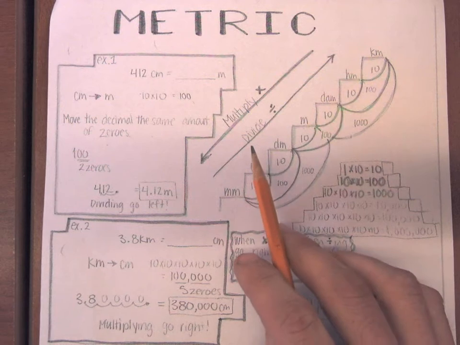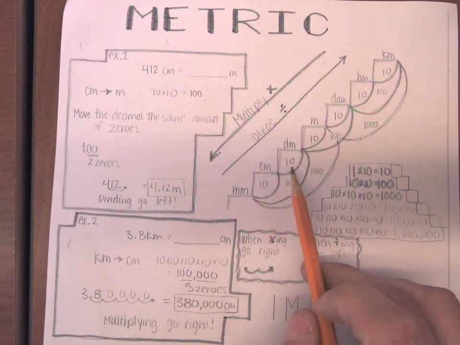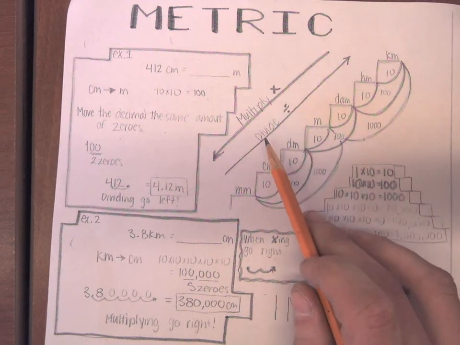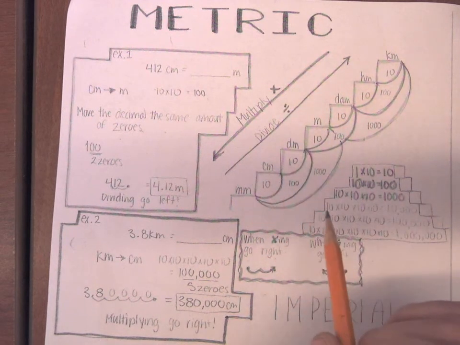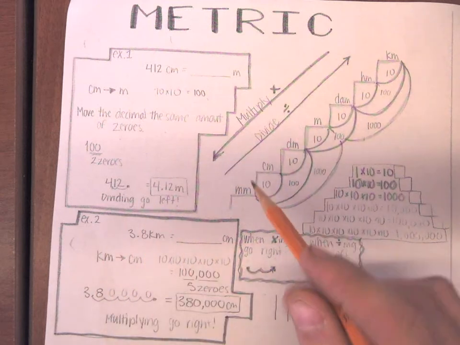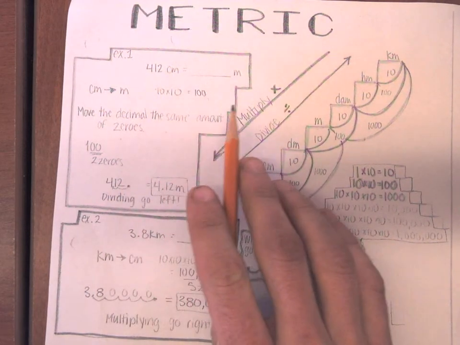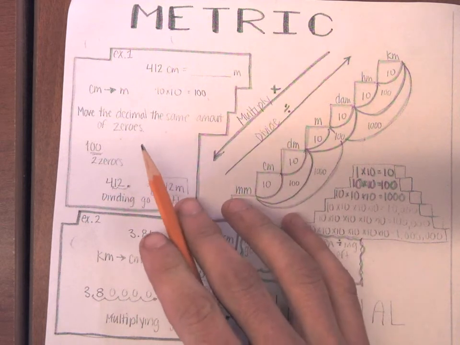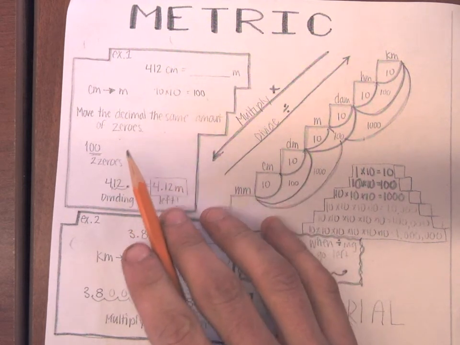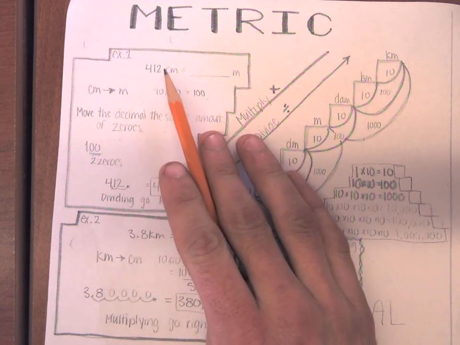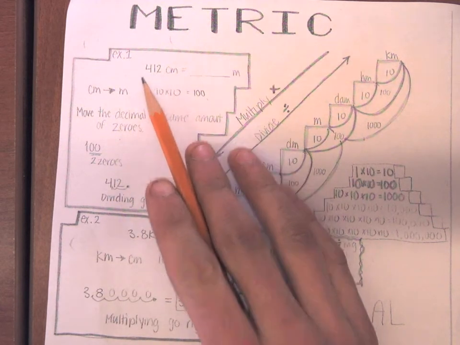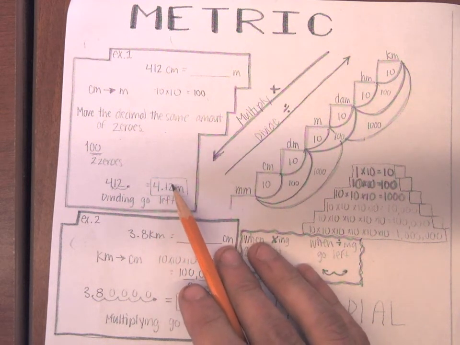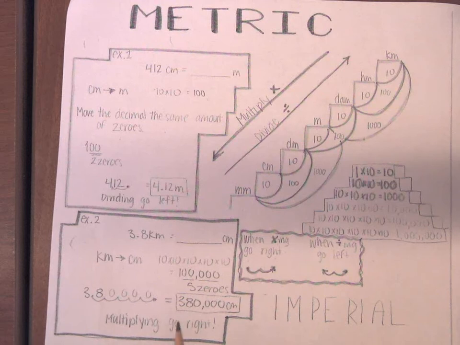So you can see here we're jumping up by 100. Now, in this case, because we're going upwards, this tells us that we're going to divide by 100. And so we are going to take this number and divide it by 100 in order to get meters. And in some cases, you can just move the decimal the same amount as the zeros. So we have 2 zeros, so we're going to take the decimal and move it back 2 positions. And so we have 4.12 meters as our answer.